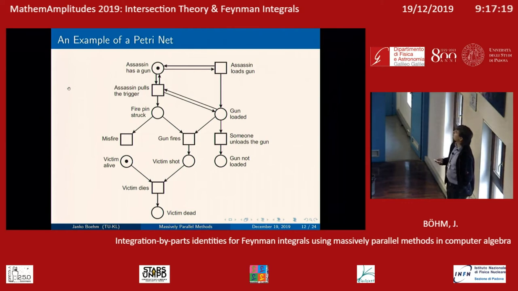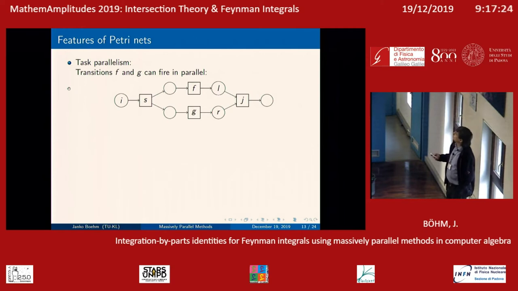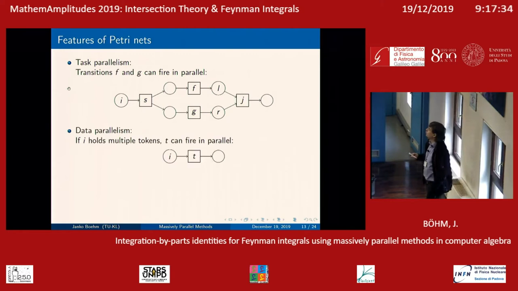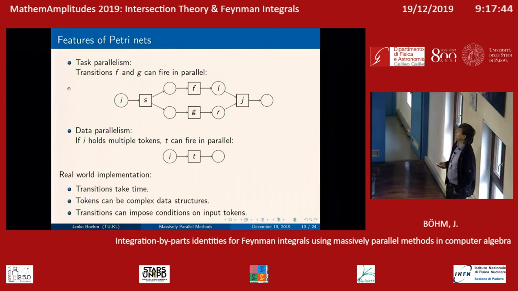So the main feature of these Petri nets is parallelism. You can have both transitions fire in parallel if there are tokens. But what you can also do, and which is in some sense more important, if you have several tokens on such a place, you can execute the transition several times at the same time without any problems in your algorithm, if you have formulated the algorithm as a Petri net.